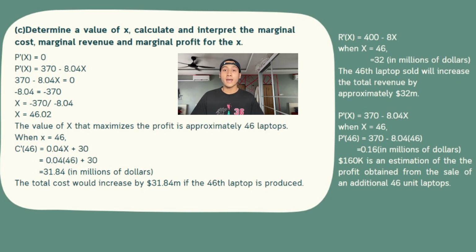So what happened when x is equal to 46? Starting with marginal cost, the cost increases by 31.84 million when producing one more laptop. Marginal revenue, the revenue increases by 32 million when selling one more laptop. And last but not least, the marginal profit, the profit decreases by 160k after producing the 46th laptop.